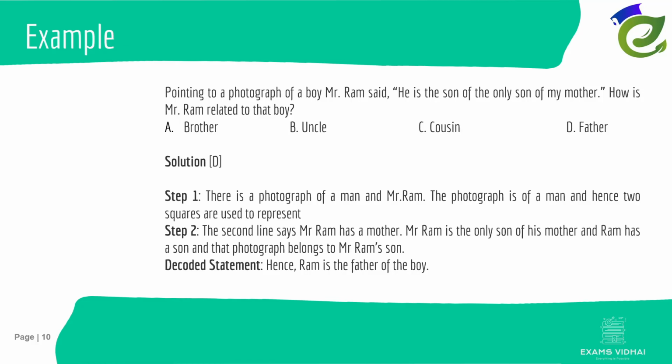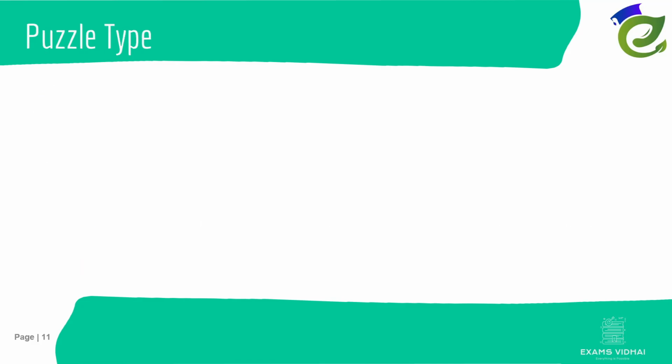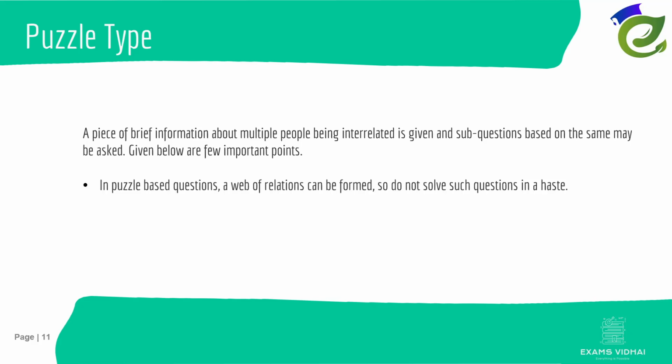So, the solution is option D, that is father. Let us look at the next type of questions which are frequently asked in exams, that is puzzle type. A piece of brief information about multiple people being interrelated is given, and sub-questions based on the same may be asked.